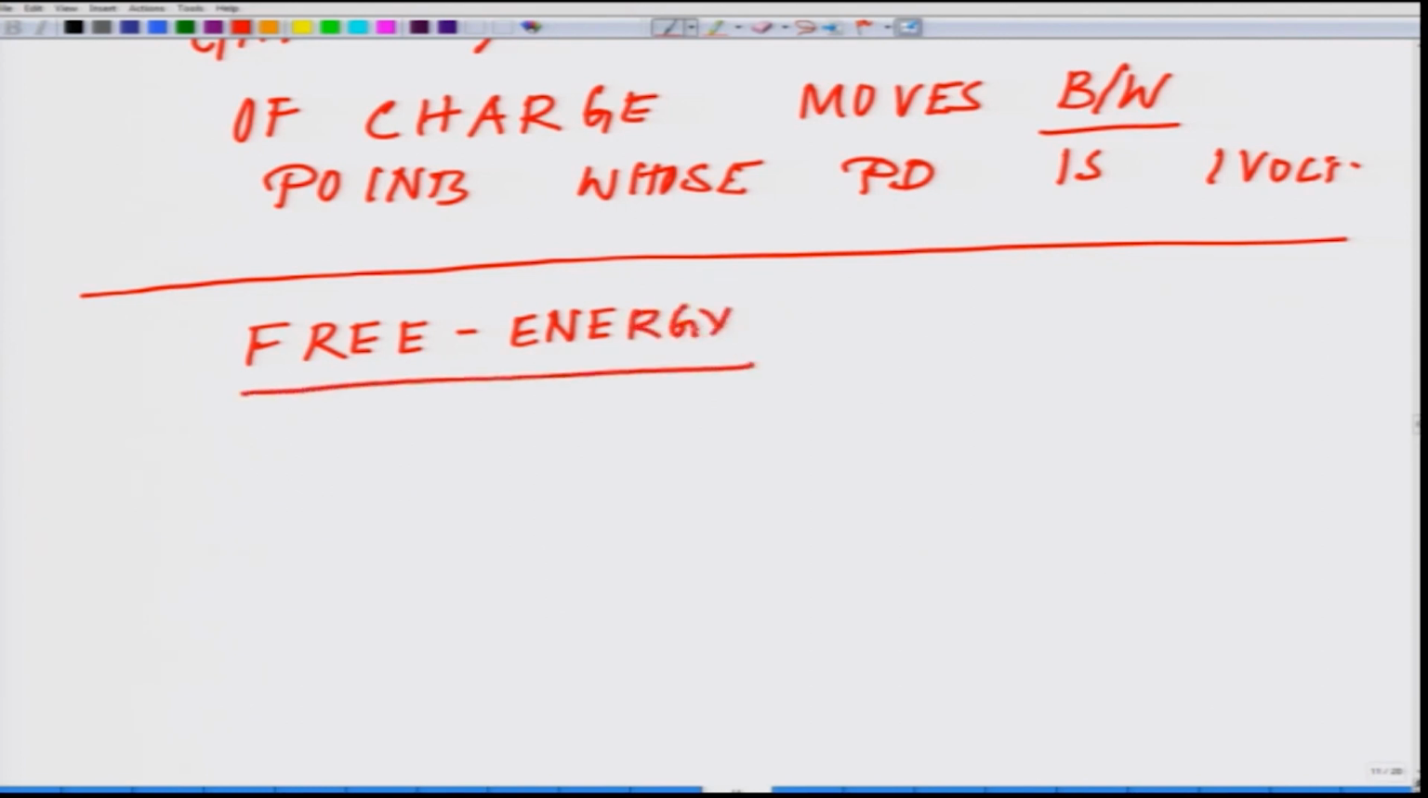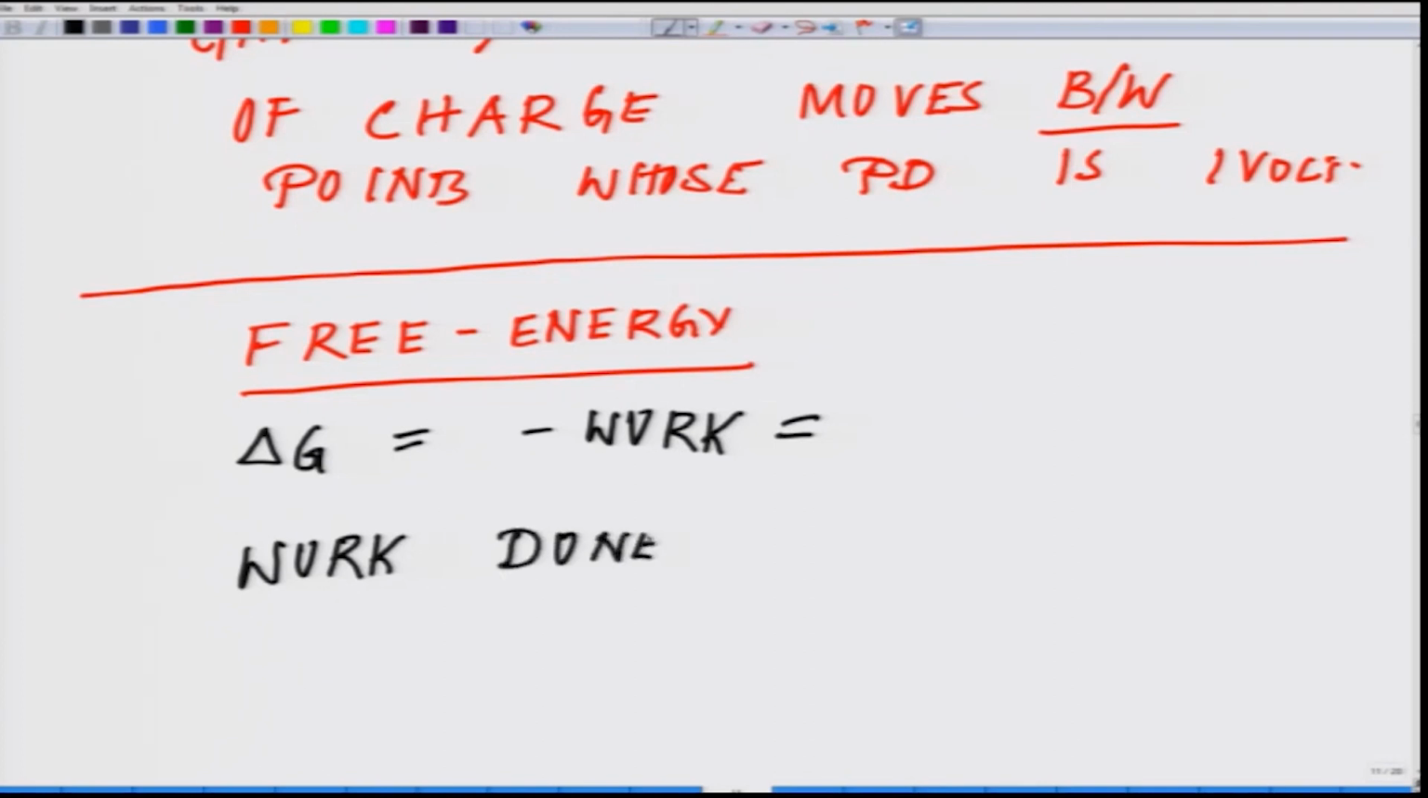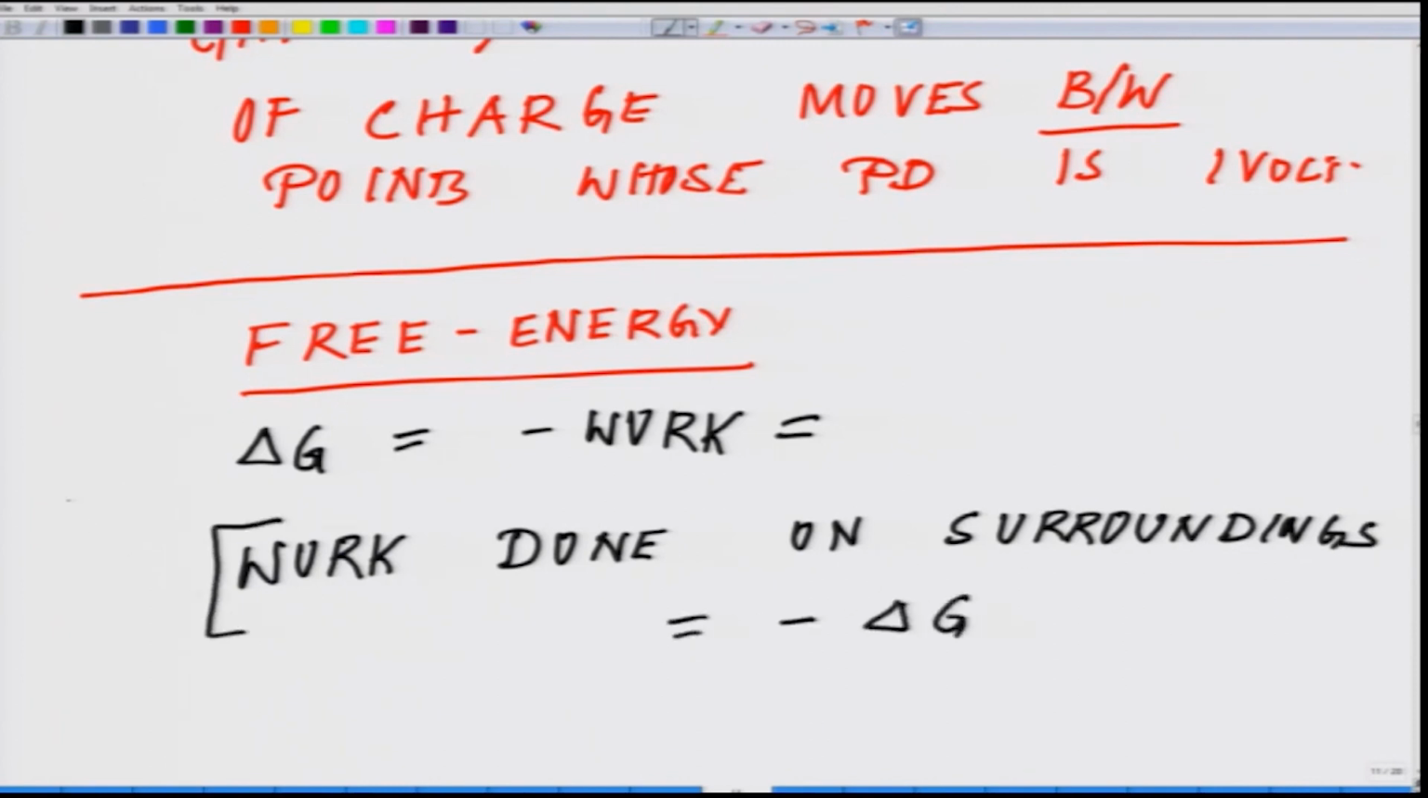So, free energy in terms of thermodynamics is determined by delta G, which is equal to minus work, or in other words, work done on surroundings is equal to minus delta G. This is when we talked about A to B, this is basically work done on surroundings and we represented it as minus G. The negative sign in the equation indicates that the free energy of a system decreases when the work is done on the surroundings.